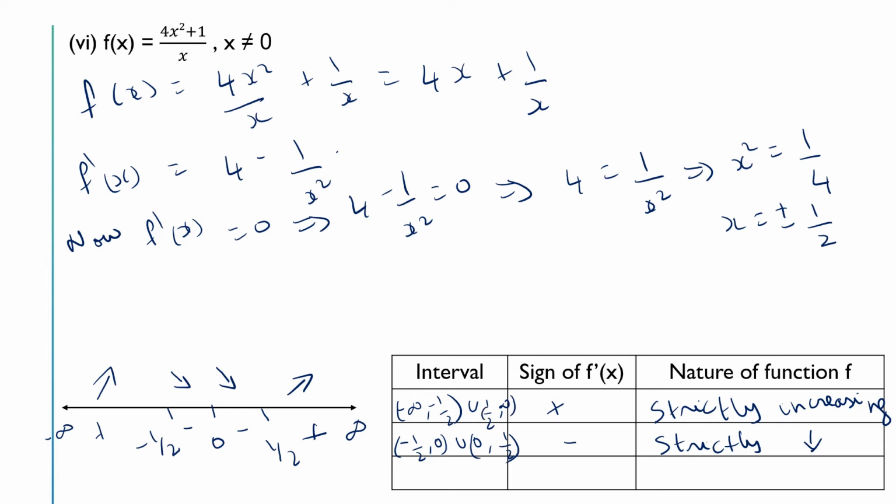So in the interval minus infinity to minus half union half comma infinity, the nature of function f is strictly increasing, and in the interval minus half to 0 union 0 to half, the nature of function f is strictly decreasing.